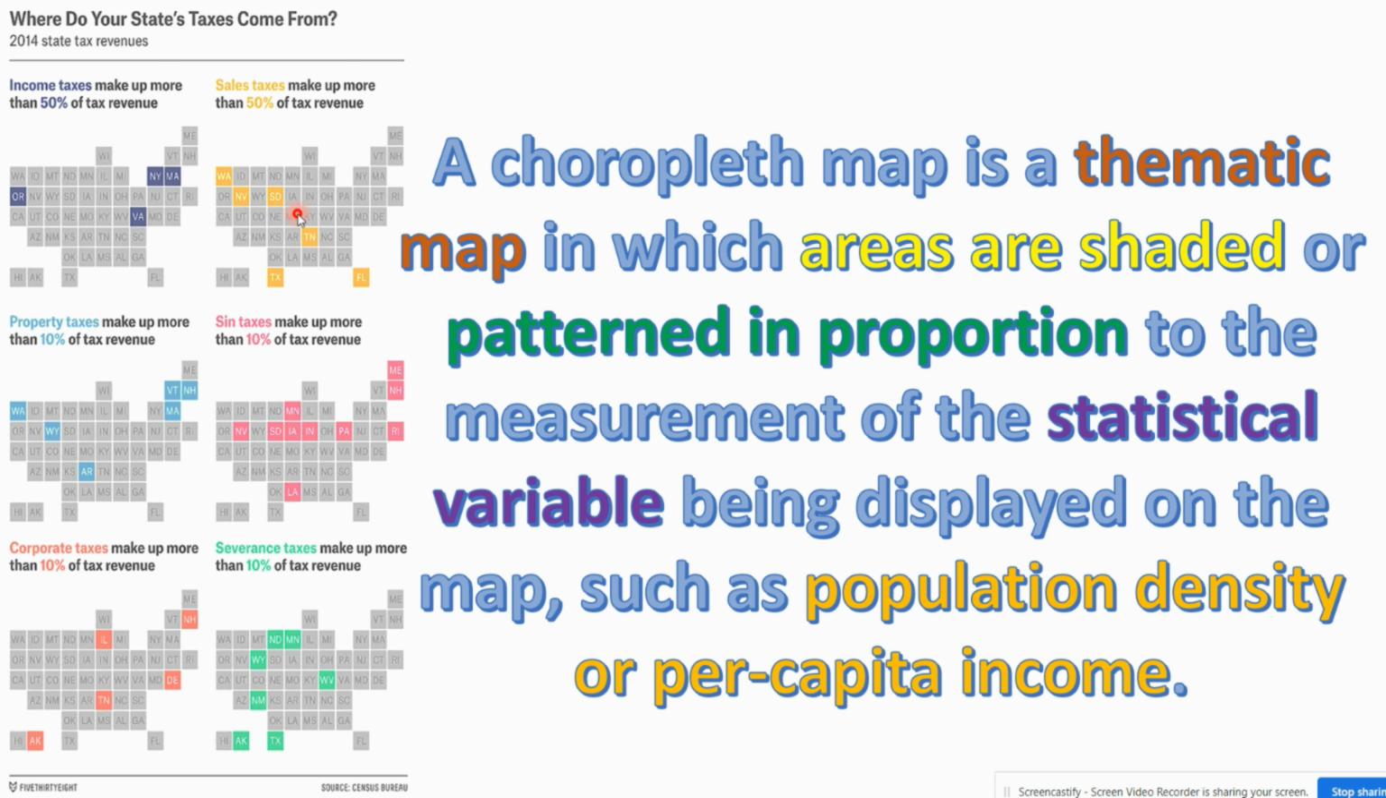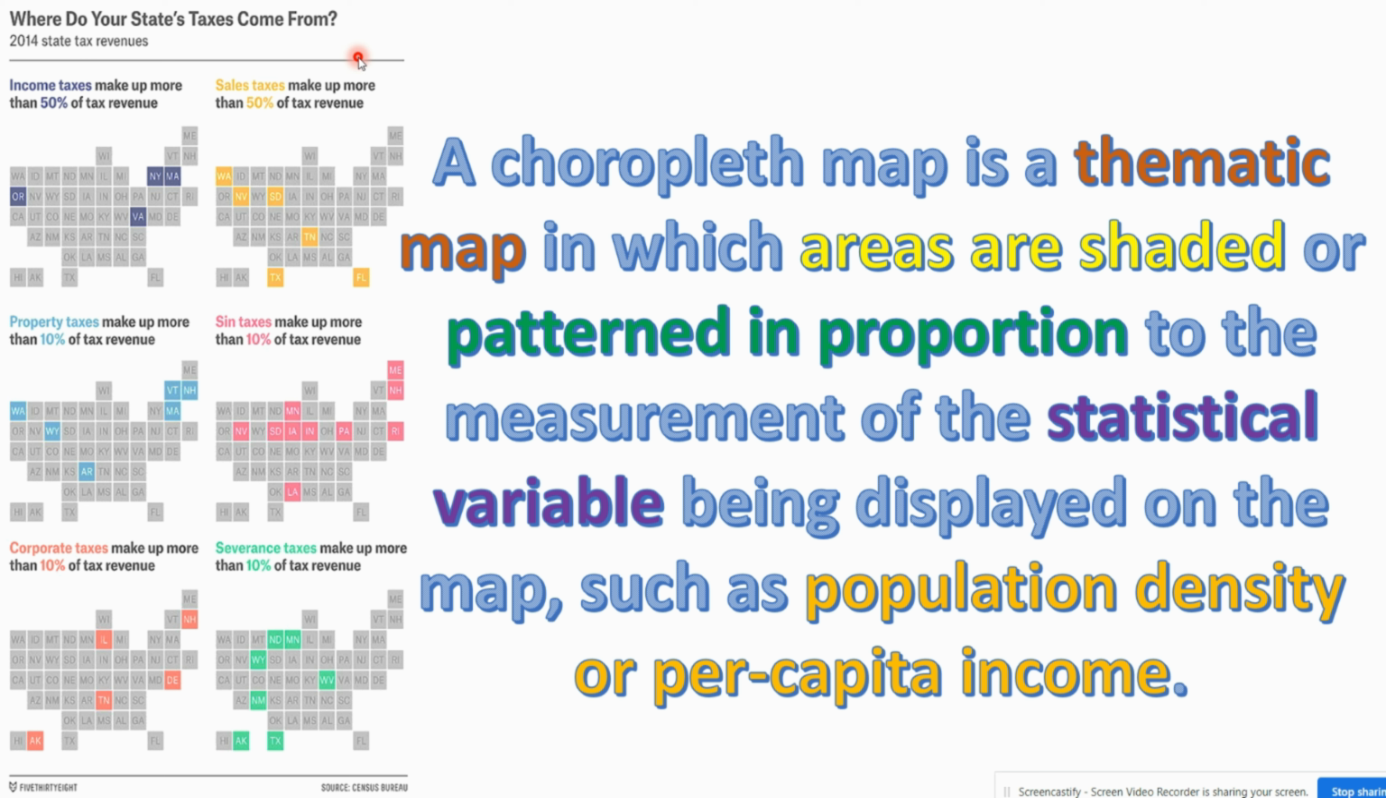According to Wikipedia, it is a thematic map. Some areas will be shaded or patterned in proportion. It is used for a statistical variable, that is, we can measure the statistical variable. Usually it is used to map population density or per capita income, or like sales, or a profitable country; you can map accordingly. This is how a choropleth map looks.